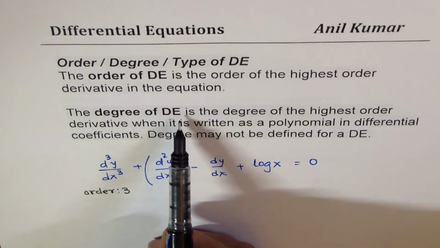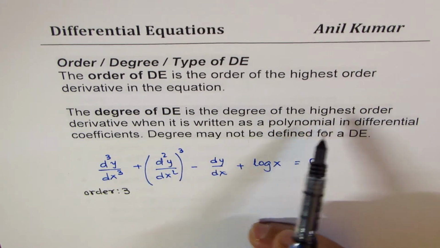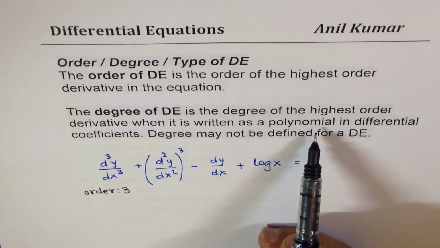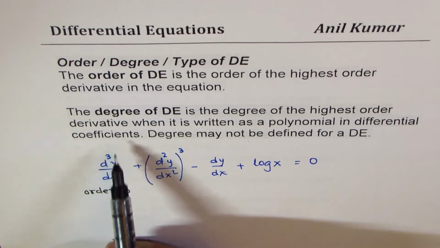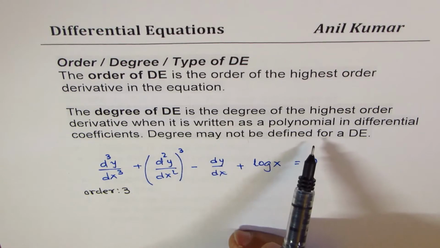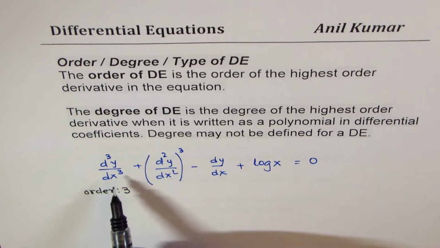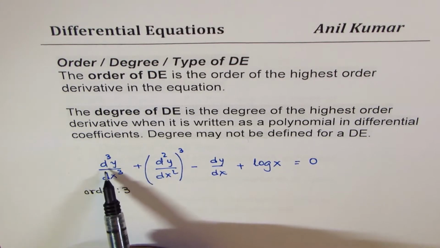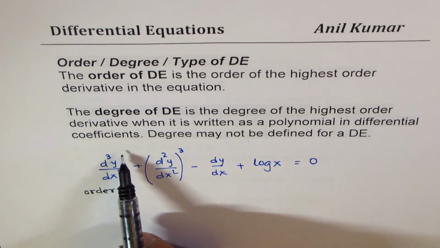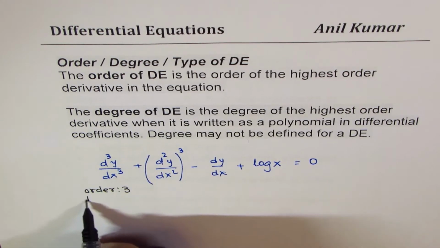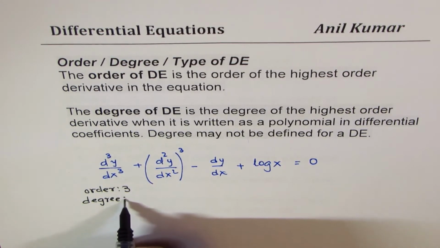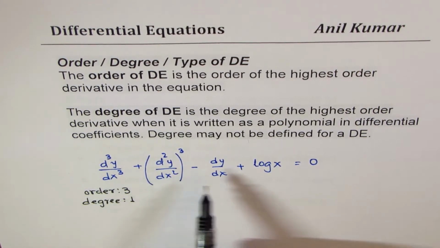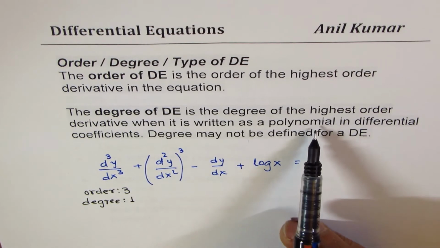Now let's talk about the degree of a differential equation. The degree of a differential equation is the degree of the highest order derivative when it is written as a polynomial in differential coefficients. Degree may not be defined for a differential equation. Now in this particular case, the highest order is in the very first term, which is 3. Degree is 1 here. So we say here the degree is 1.